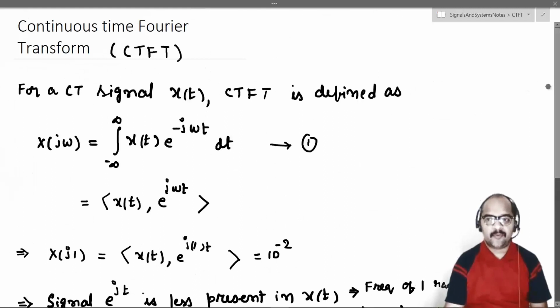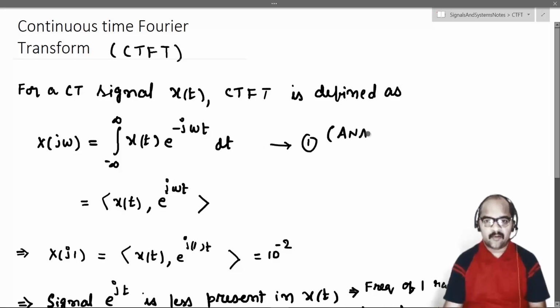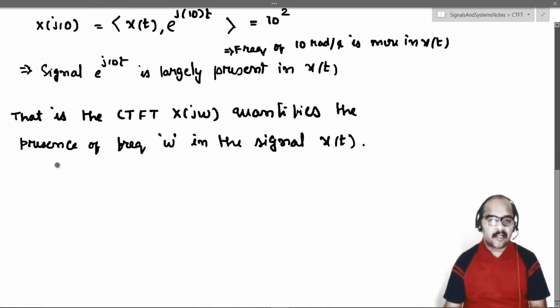Before we go into the details, look at the equation X of j omega, which is the integral from minus infinity to infinity of x of t e power minus j omega t dt. This will tell us the frequency components present in the signal, and hence we call this equation the analysis equation. Similarly, given the Fourier transform, how do you find the signal x of t?